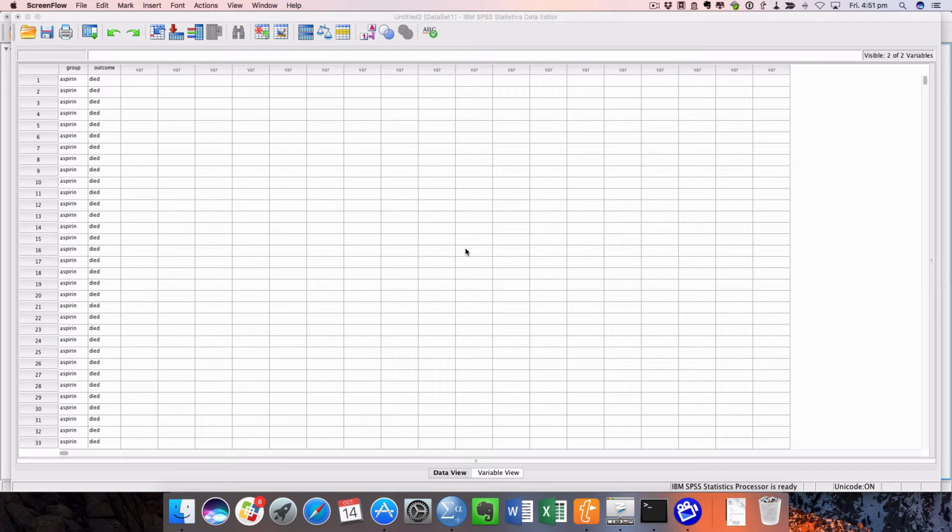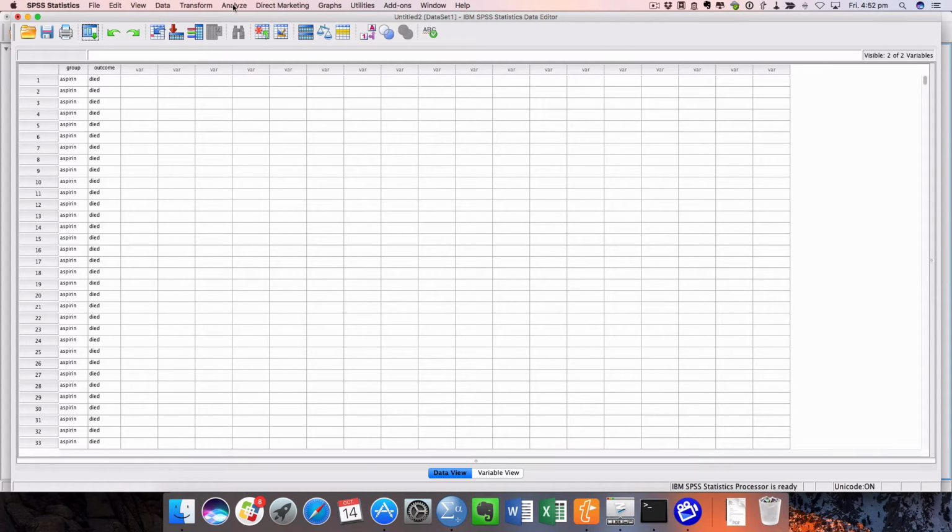Okay, so this is week 9, looking at association between two categorical variables. The variables we've got are the group, whether you got aspirin or a placebo, and also we've measured your outcome, whether you died or survived. So this is all about myocardial infarction, which is basically a blockage to the heart that causes damage to the heart muscles. So we're going to do a contingency table and a chi-squared test.